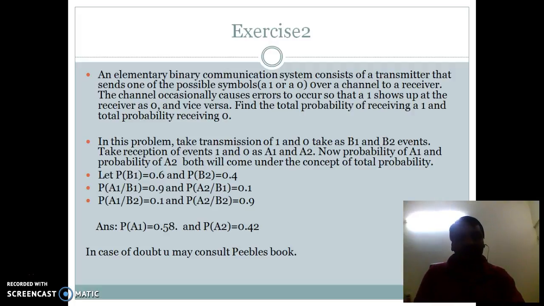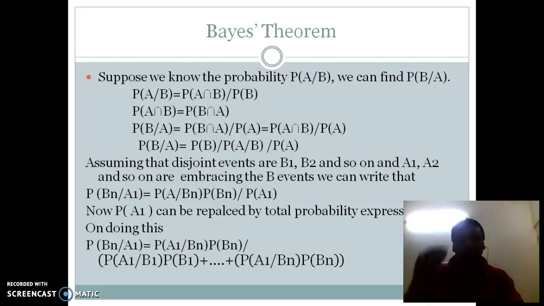Please verify the answer. P of A1 is equal to 0.58 and P of A2 is equal to 0.42. In case of doubt, you may please consult Papoulis's book. Next, Bayes theorem. This we will cover in the next session.